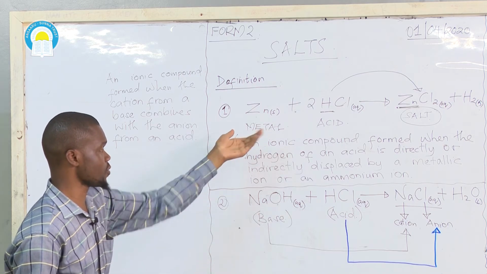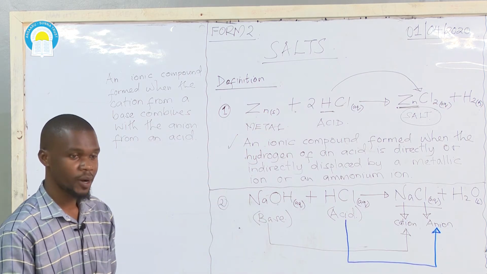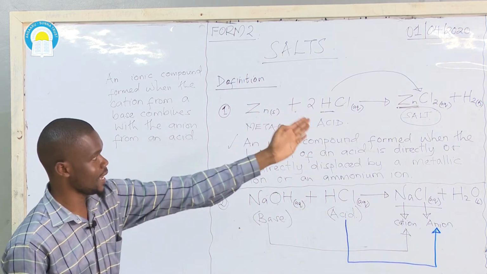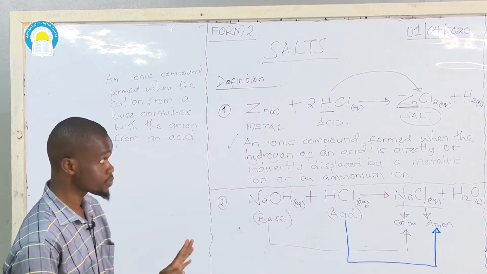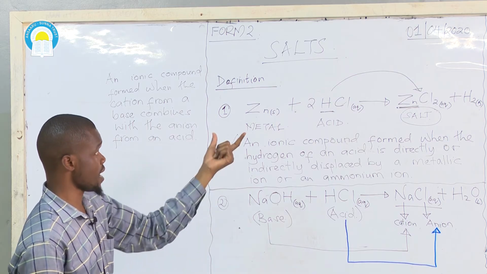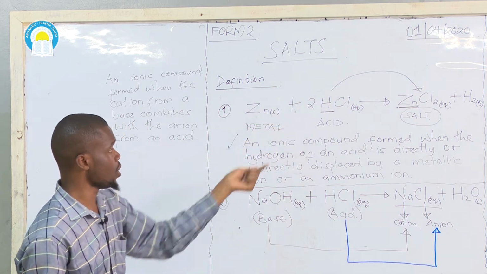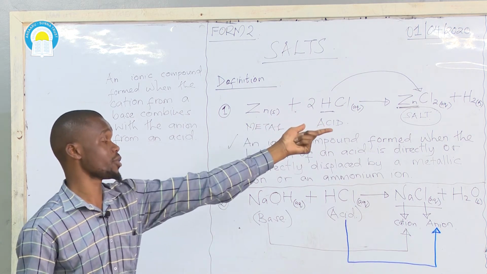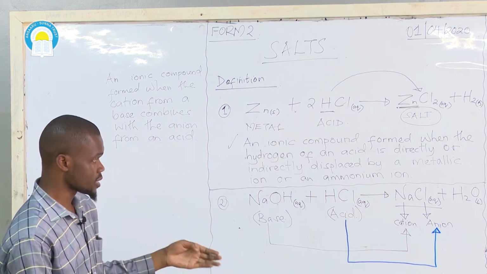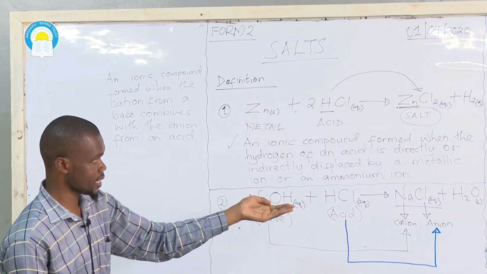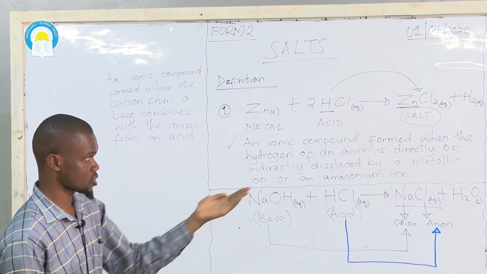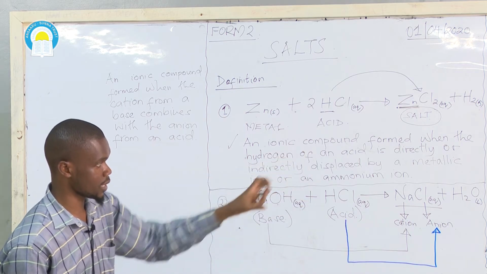So in the first equation, a salt is an ionic compound formed when the hydrogen of an acid is directly or indirectly displaced by a metallic ion or an ammonium ion. That is zinc chloride in this case. And the second equation, sodium hydroxide reacting with hydrochloric acid, gives us sodium chloride and water. That is a salt and water. Our salt is sodium chloride.